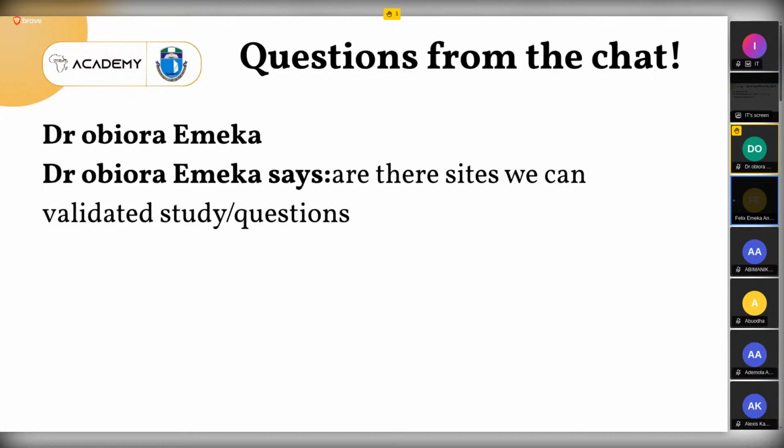Are there sites we can validate a study? There are no sites to validate. There are only sites where you can get validated tools, meaning these tools have already been validated by organizations. Like the tool I used for my noise-induced hearing loss study was already validated by the American Audiology Society. But interestingly, because that tool was used in the US, I validated it in Nigeria as well.